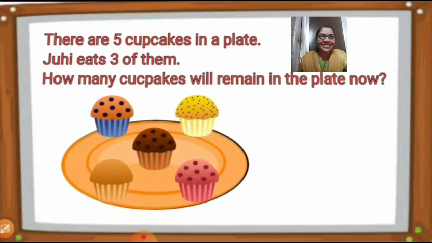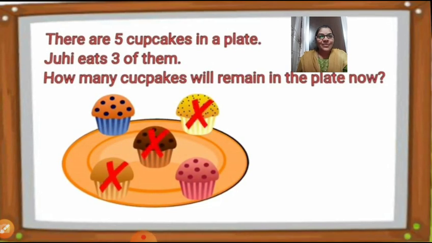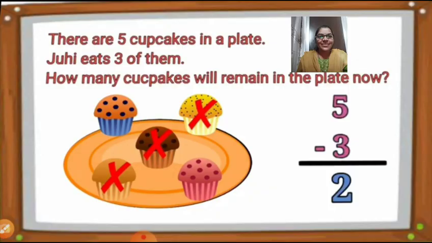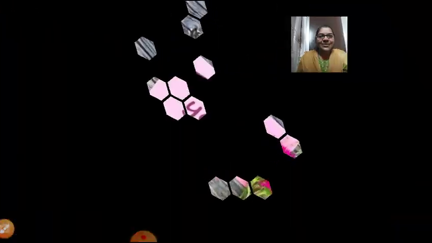Am I correct children? Pay attention. Teacher will ask you in a different way, so you should not get confused. So here are 2 cupcakes remaining. So 5 minus 3 is equal to 2. Well done children. Very good.